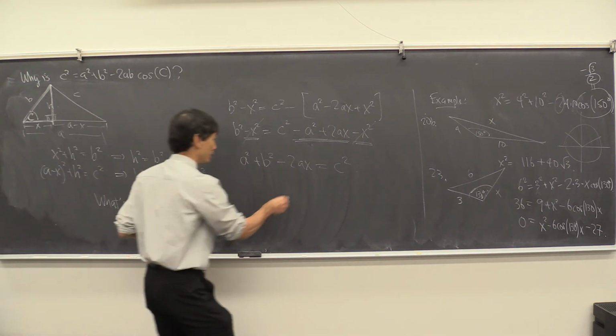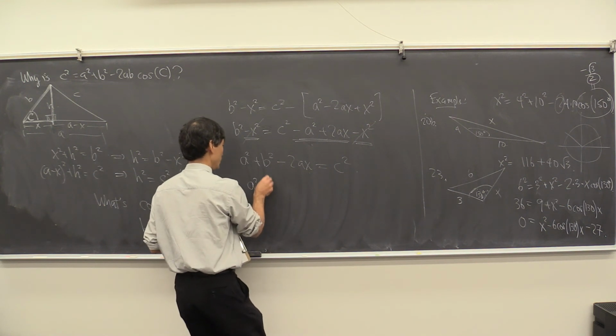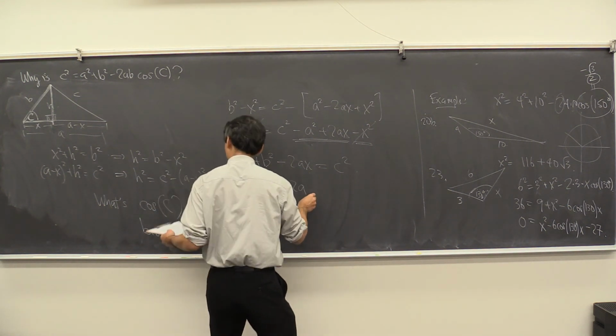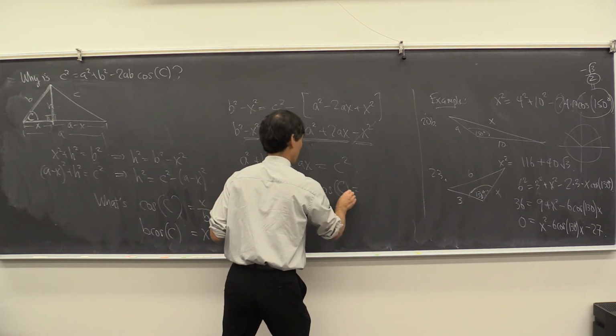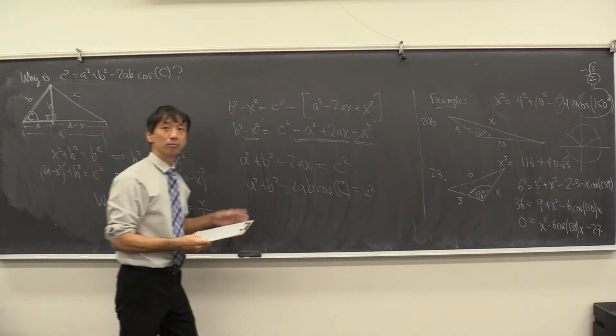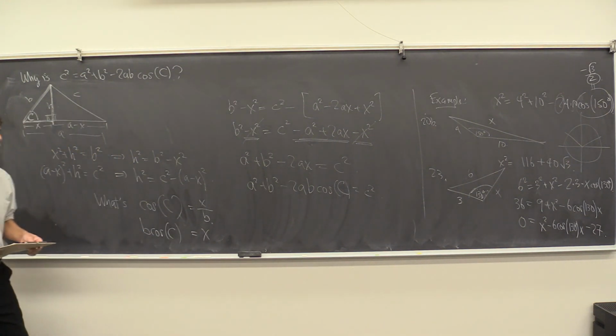Right? Let's put that back in over here. We get a squared plus b squared minus 2ax is equal to c squared. The law of cosines.